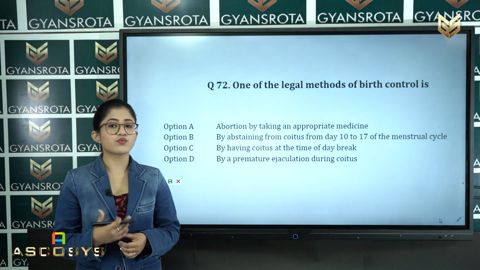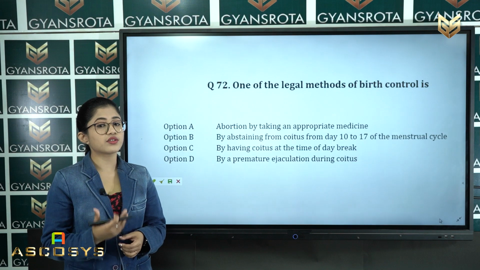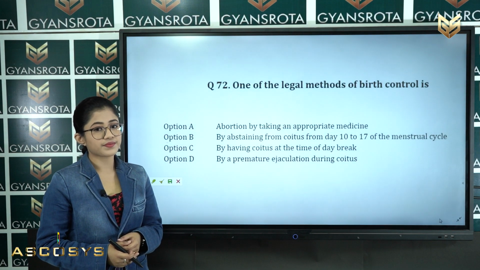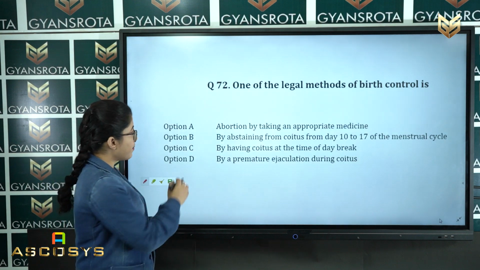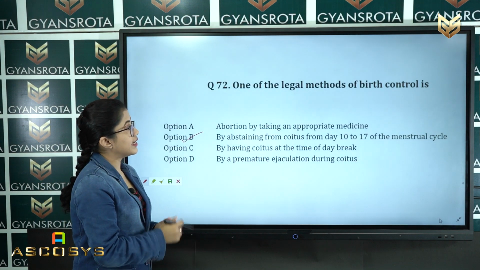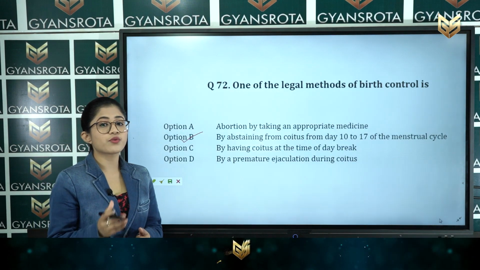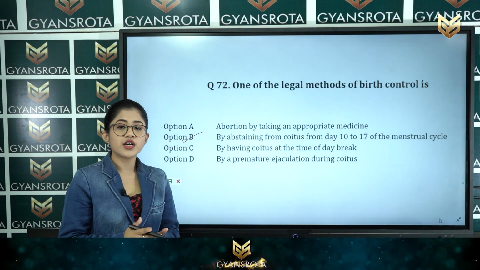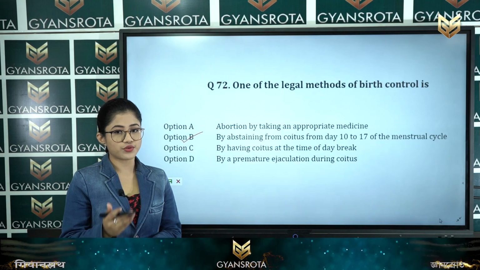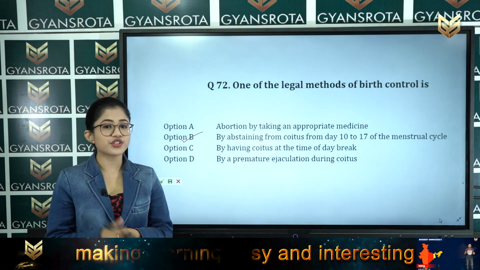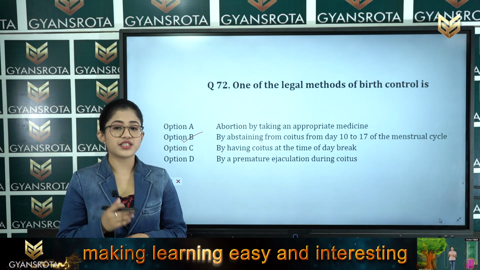So, the question is, one of the legal methods of birth control is, which of the following is the correct answer? That is option number B. The legal method of birth control is by abstaining from coitus from day 10 to 17 of the menstrual cycle. So, that is the correct answer. Now, let us see the next question, that is question number 73.